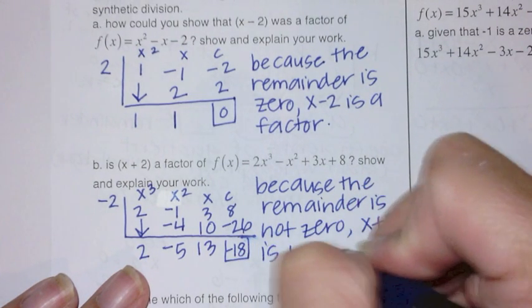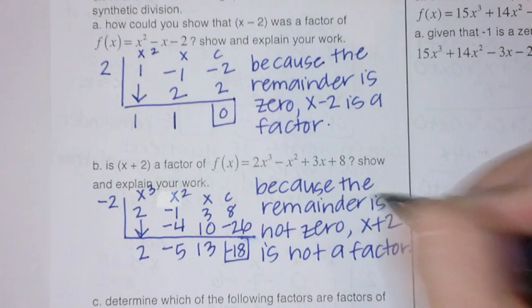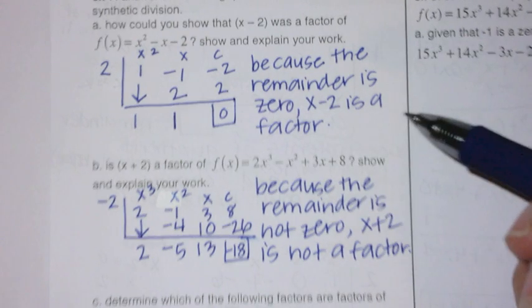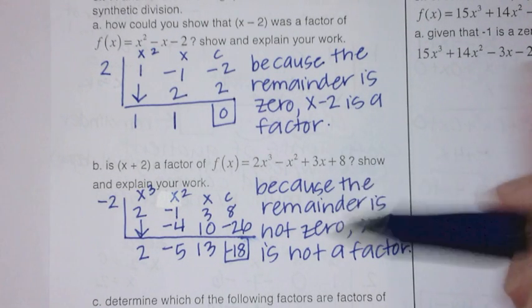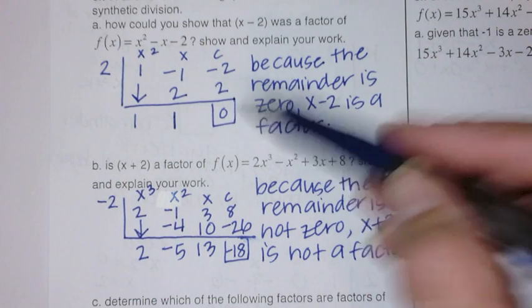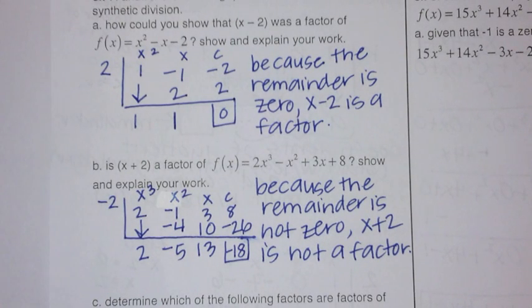We're going to be careful to say that the remainder is not 0, because sometimes students put "because you got a remainder," but 0 is what we're specifically looking for. So if we have 0, then it's a factor. If we don't have 0, then it's not. So be aware of that wording right there.